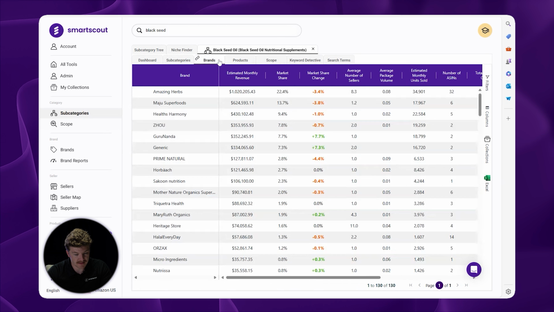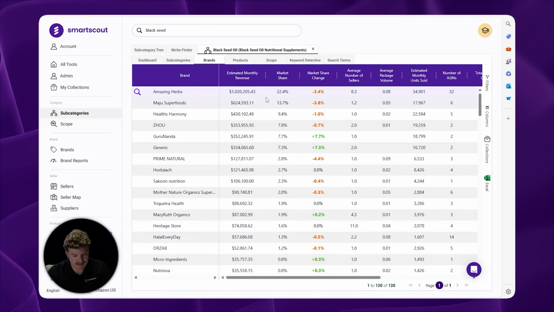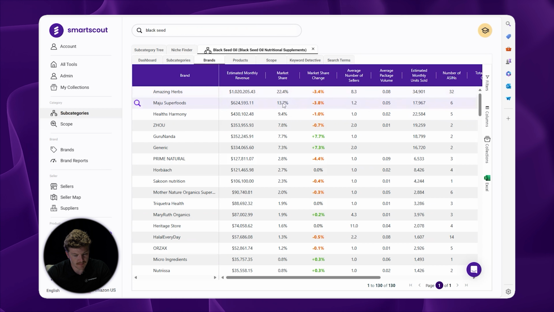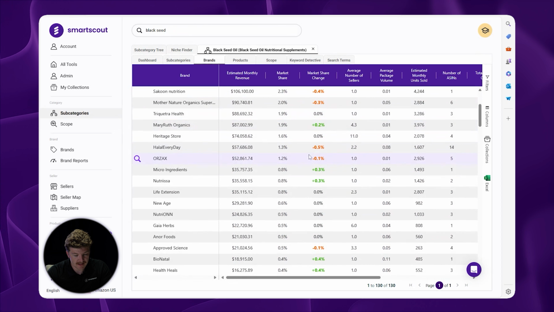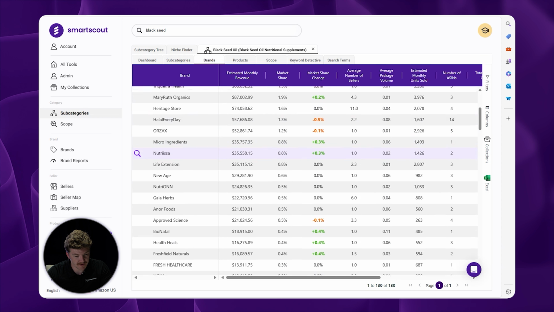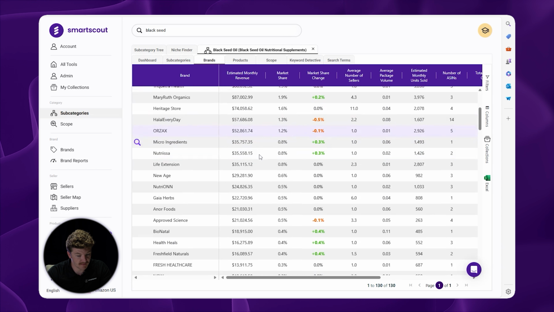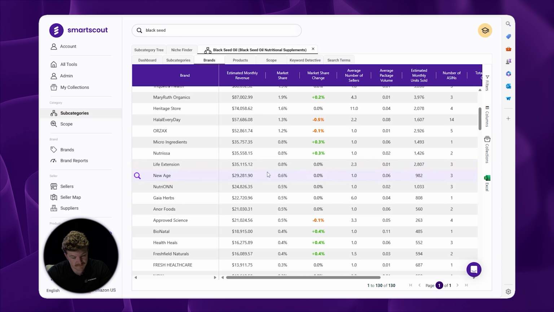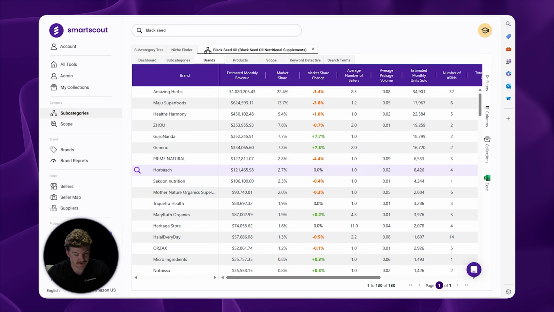Understanding at a glance what is happening here, we can see the 130 different brands that we mentioned, and we can see the market share that each brand has. We can see the market share change and the monthly revenue estimates that they're capturing, right? Now I know everyone says don't expect to get 1% of the market, but if we were to get 1%, what would that look like? It would look like $50,000 a month of revenue from the black seed oil subcategory. How realistic is that for us to actually jump in and try to compete?